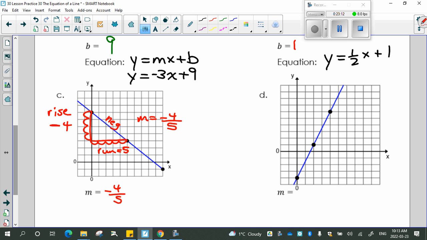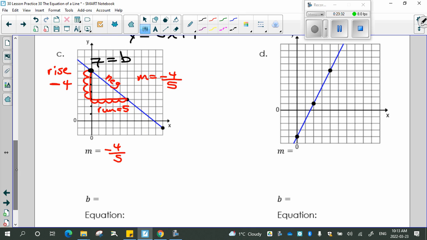Okay, what about the B value, the y-intercept? Charlie? 1, 2, 3, 4, 5, 6, 7. Good. Be careful, sometimes people accidentally just go from where they drew the right triangle. Make sure you count from 0 for your y-intercept. So my initial value or my y-intercept is 7.